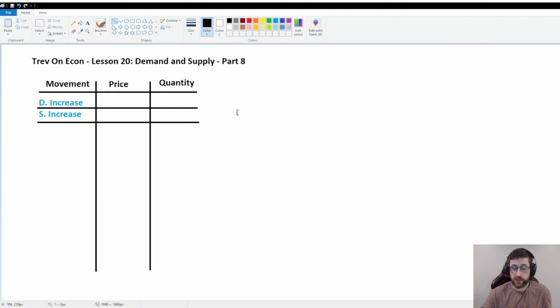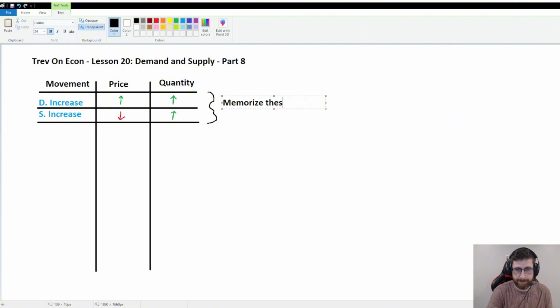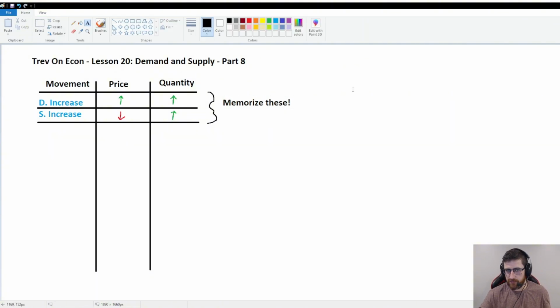So we're going to pretend like you've already memorized these. If you haven't, don't worry. This method might work for you if you like that. So in demand increases, when we did our picture, you can go back and watch that video, we know that price goes up and quantity goes up. And we know that when supply increases, price goes down and quantity goes up. For this method, you're going to memorize these. You have to at least memorize these 2.